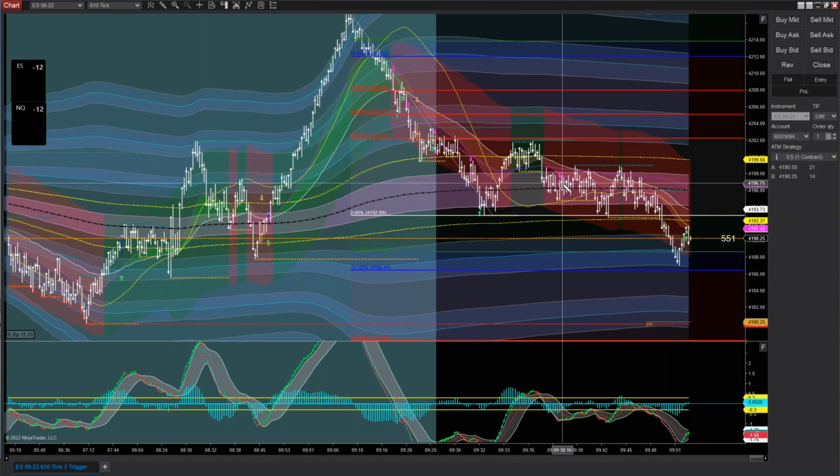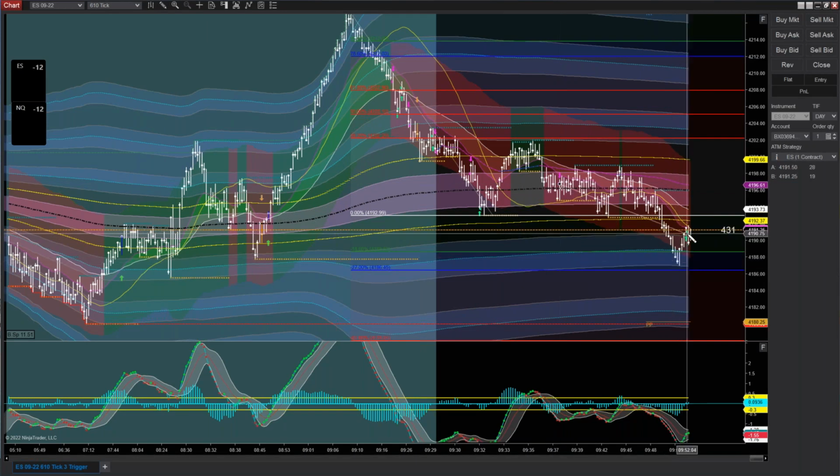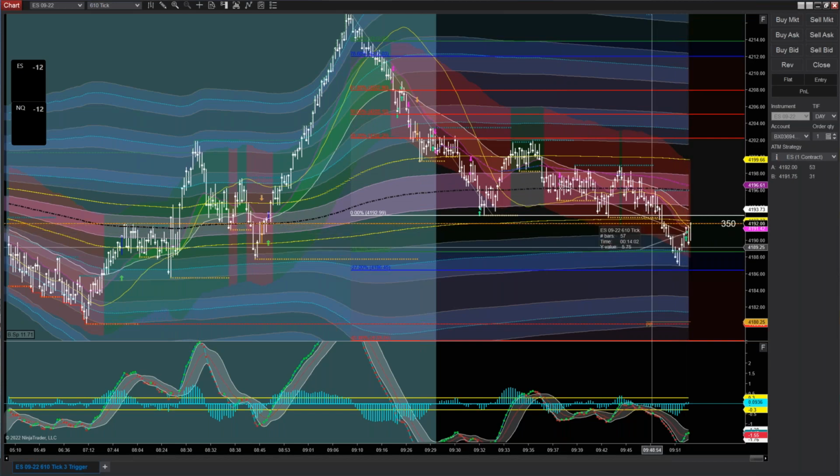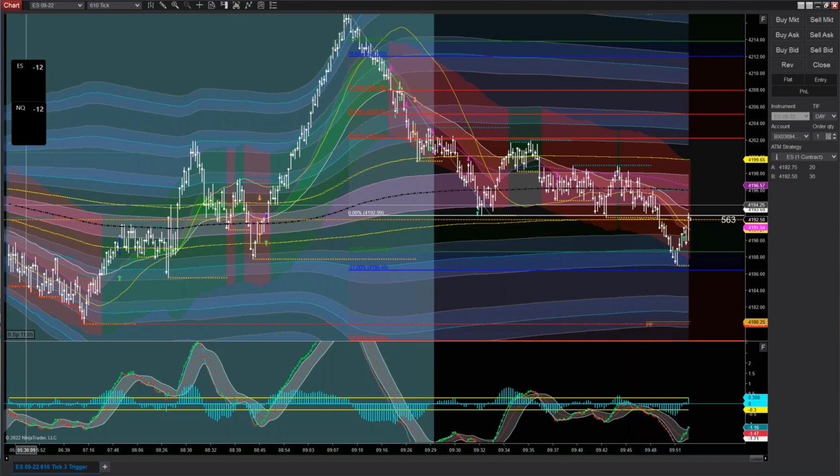So I just want to basically right here, that's around how many points? 6, 5.75, close to 6. So again, this is based on deviation levels as well as the legacy strategy, but more on the deviation levels.